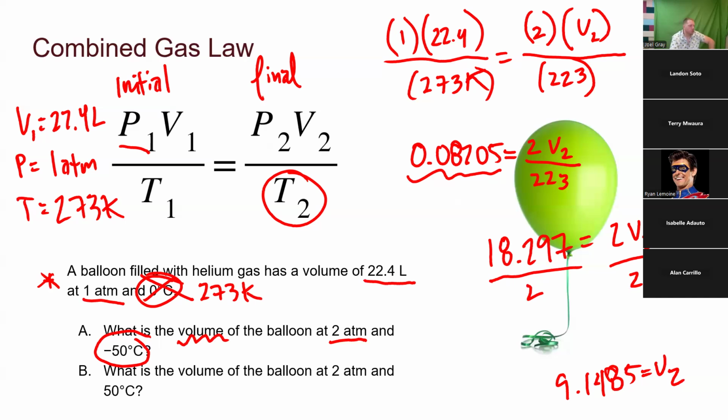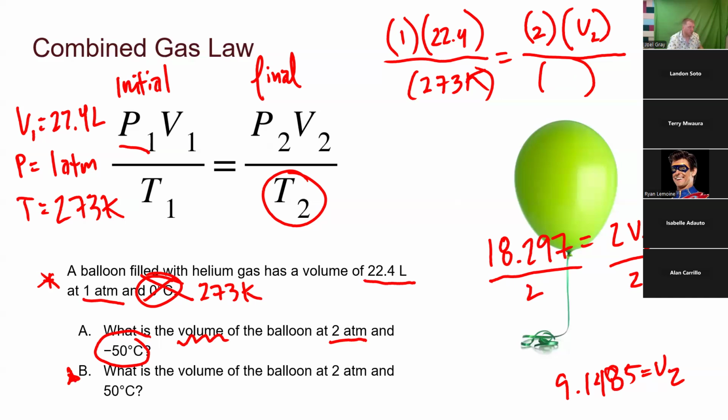Now, this next question, B, flips this a little bit. I'm going to erase all this work over here. In this case, we've got the pressure going up and the temperature going up. Well, the pressure going up should cause the volume to go down, but the temperature going up should cause the volume to go up. And so now our question is, well, what is our new temperature?